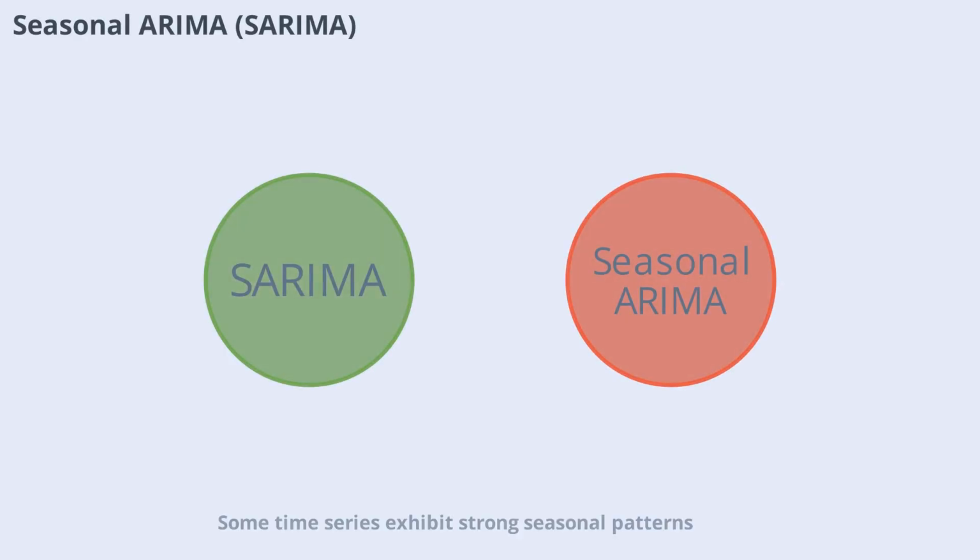Some time series exhibit strong seasonal patterns, such as monthly sales or yearly temperatures. For these cases, the seasonal ARIMA, or SARIMA, model extends ARIMA by adding seasonal components. SARIMA captures both regular and seasonal trends, providing more accurate forecasts for data with repeating cycles. Understanding when to use SARIMA is key for handling complex time series.